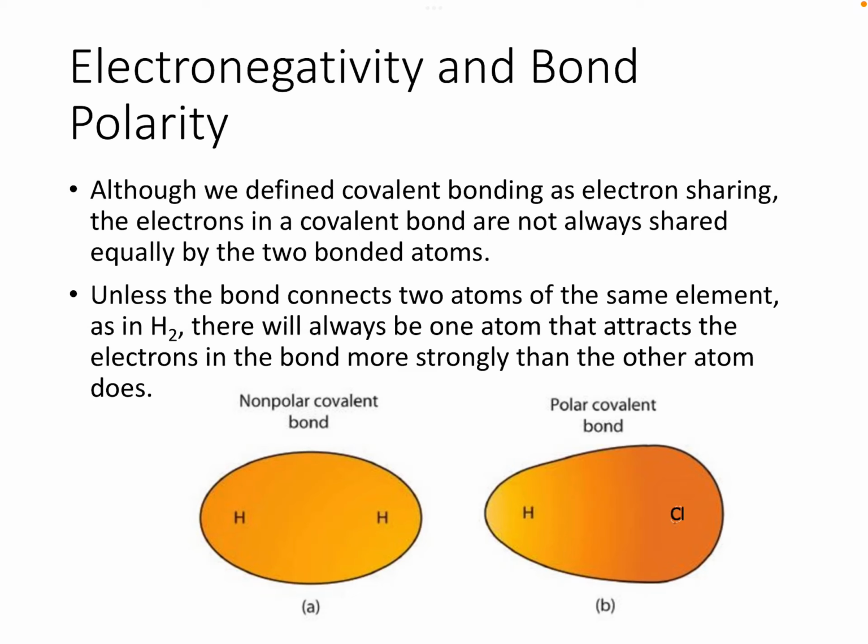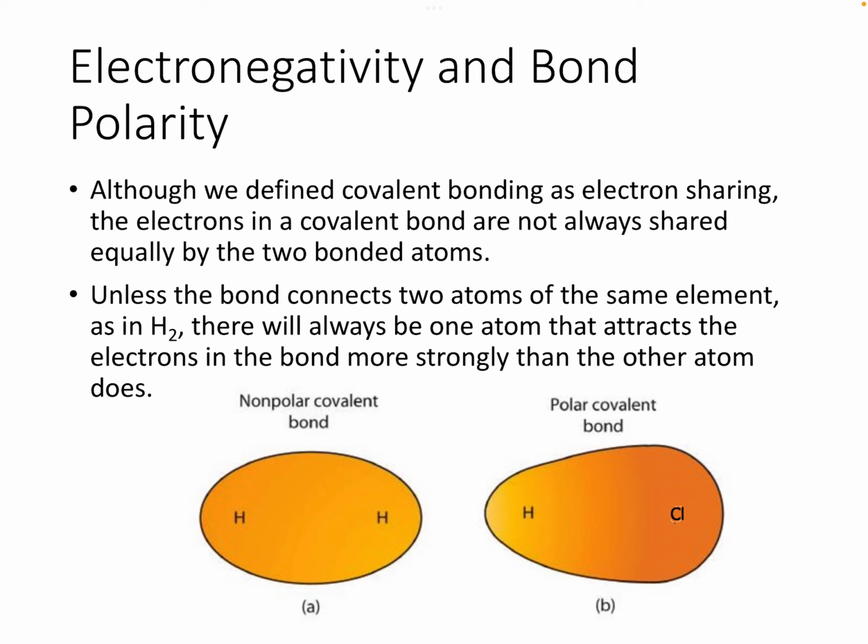Hello, in this video we are going to go over something called electronegativity and bond polarity. So in this chapter so far, we said that in covalent bonding, atoms are sharing electrons. However, electrons are not always shared equally between the two atoms.